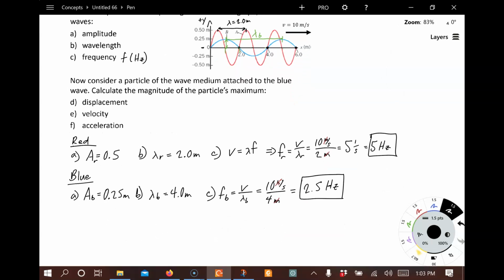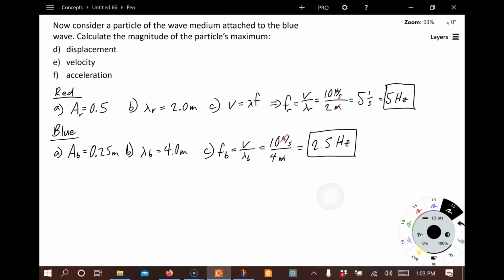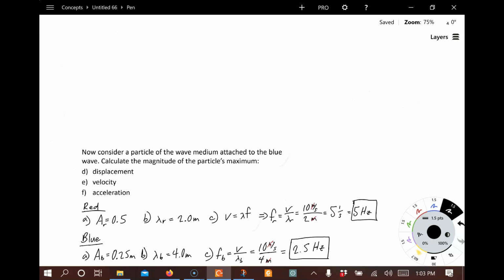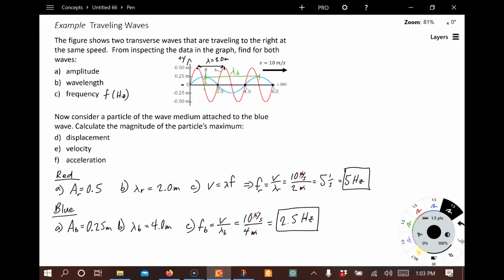All right, let's look at part D here. D, E, and F. Consider a particle of the wave medium attached to the blue wave. Calculate the magnitude of the particle's maximum displacement, velocity, and acceleration. So in this case, what we're doing is we're looking at these waves and consider a little particle that is located on the wave. So let me draw something here on the blue wave. There's a little piece there, little segment of medium. A segment of the medium that's oscillating. This might be a piece of the rope if this is a wave on a rope.